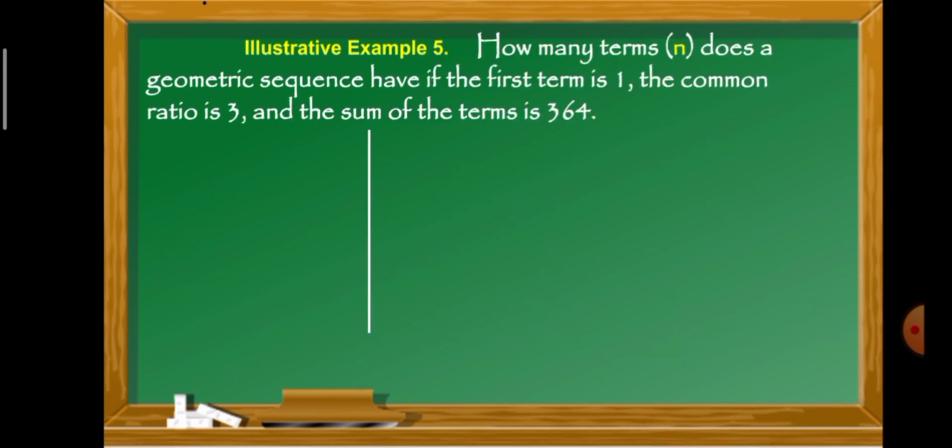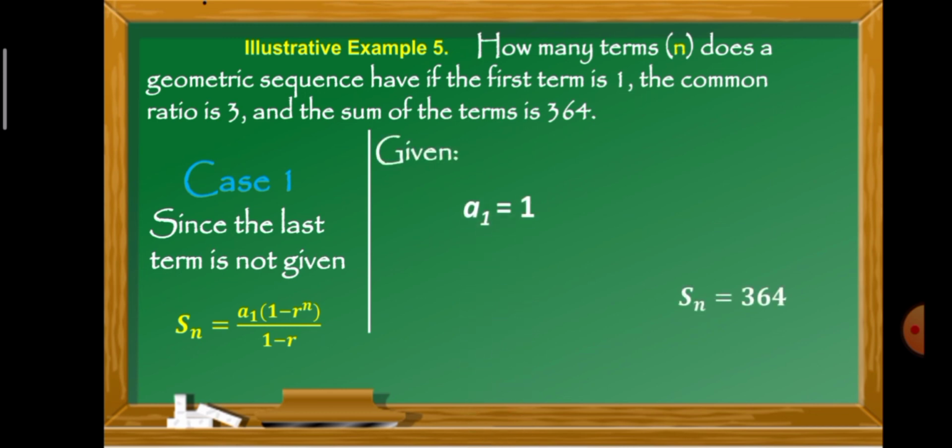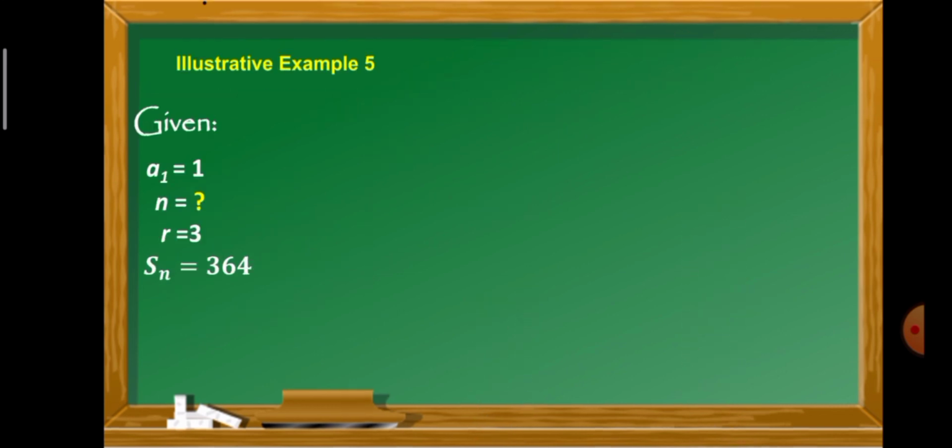For example, number 5. How many terms, or n, does a geometric sequence have if the first term is 1, the common ratio is 3, and the sum of the terms is 364? So, hindi given ang last term. Okay? So, since the last term is not given, ito ang formula ang gagamitin natin, yung may parenthesis. Okay, ano nga ba ang given? So, a sub 1, we have 1. S sub n is equal to 364. R is equal to 3. At yan yung hinahanap natin.